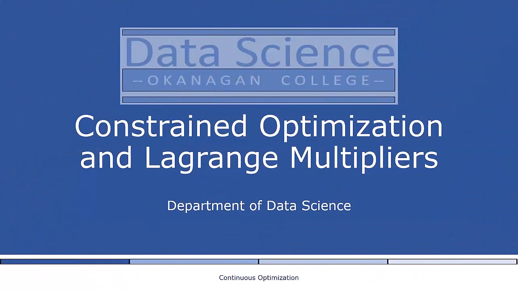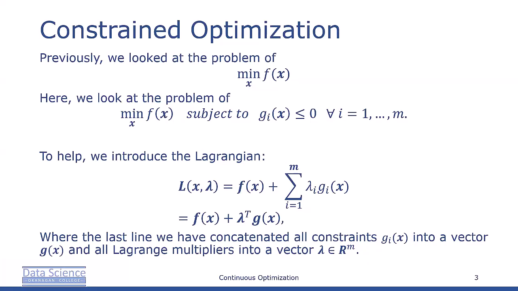function value f of x, where f was a function that took d-dimensional vectors into R. In this video, we're going to do the same thing but add some additional constraints. Previously, we looked at the problem of minimizing f of x. Here, we're going to add in some additional constraints.